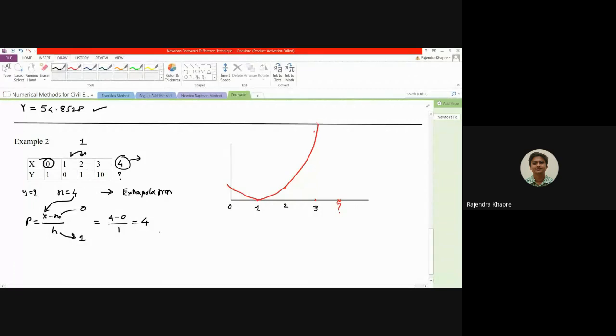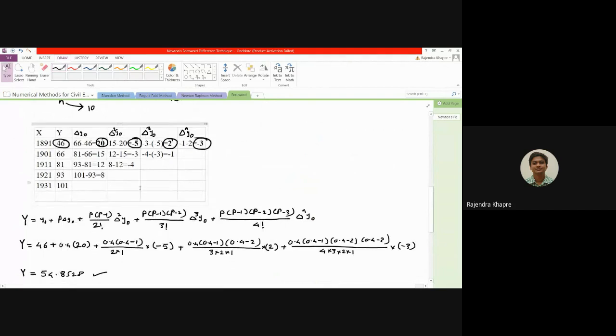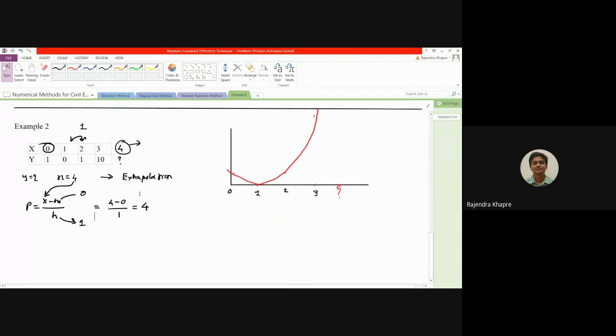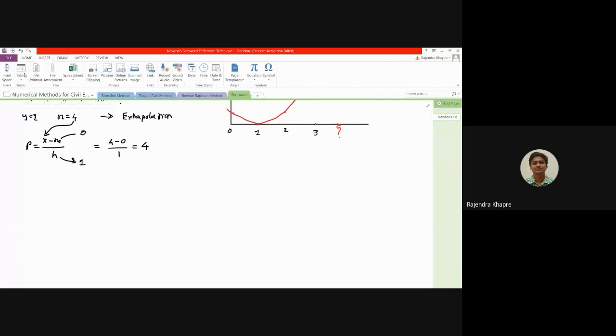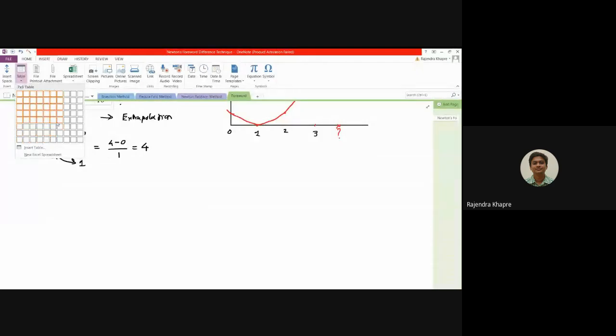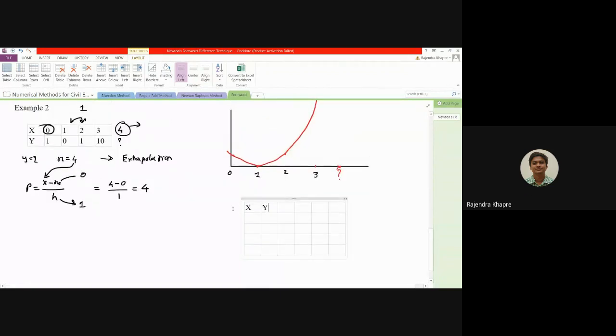Now since the p value is calculated, all we have to do is generate this particular table. Let me generate a table for you. I'll be creating a table over here. Let us say insert, and we have some table. I'm going to write down over here, this is the x value and this is the y value. Your x values are 0, 1, 2 and 3. The corresponding y values are 1, 0, 1, and 10.